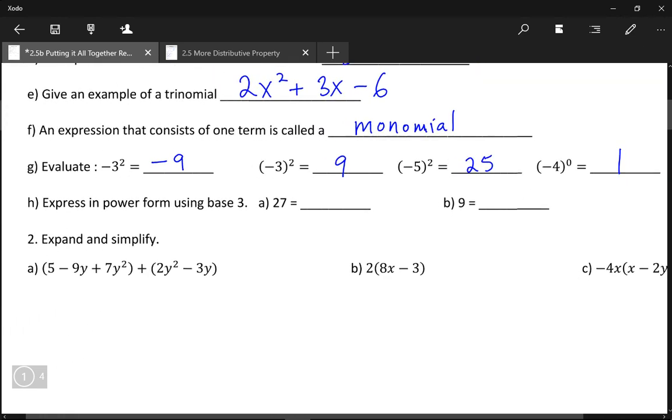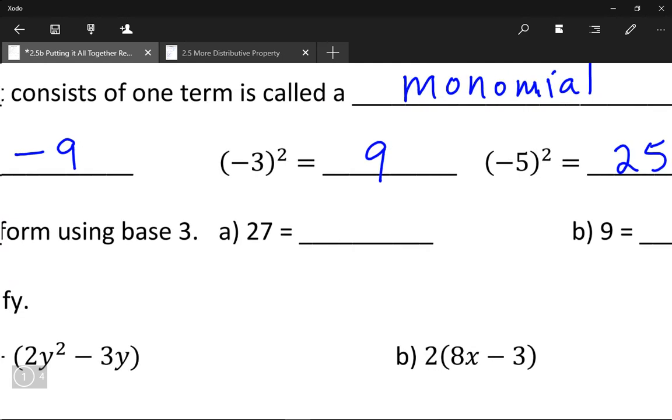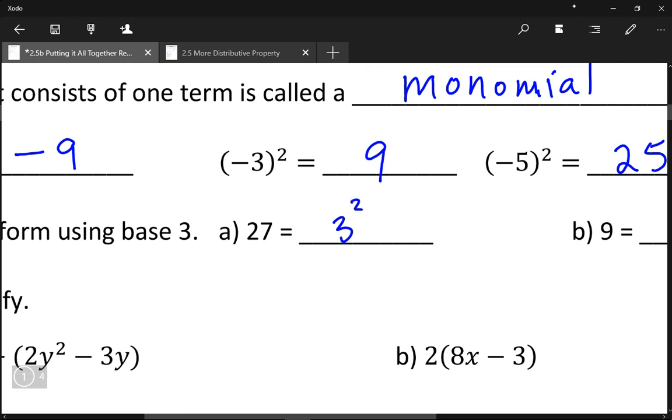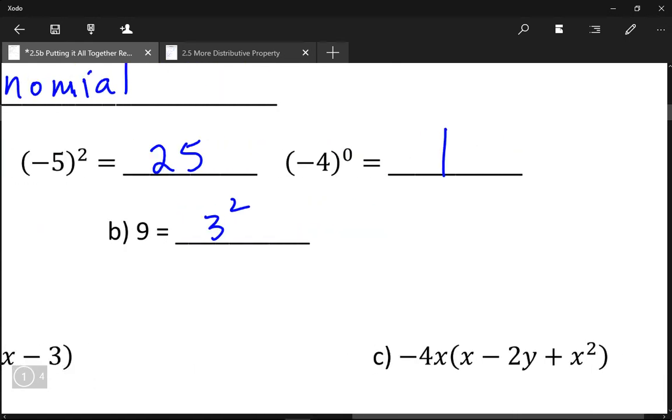Express in power form using base 3. So how would I express the number 27 as a base of 3, Julian? 3 cubed. So 3 to the exponent 3. Good. 9, 3 squared. Good. And that was the last one there.